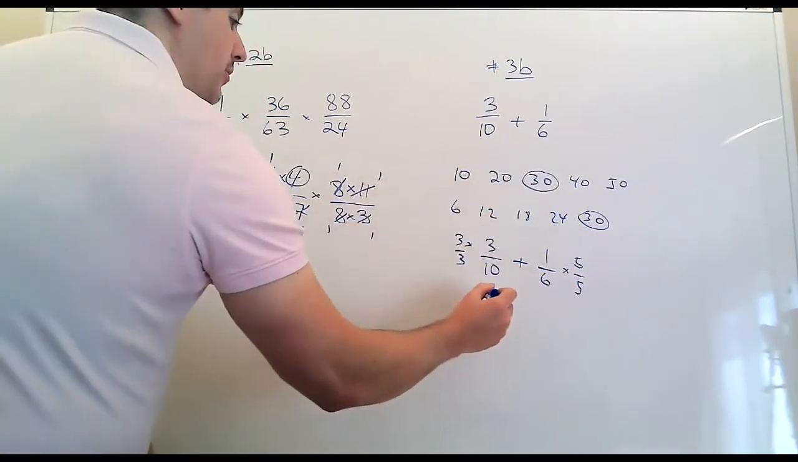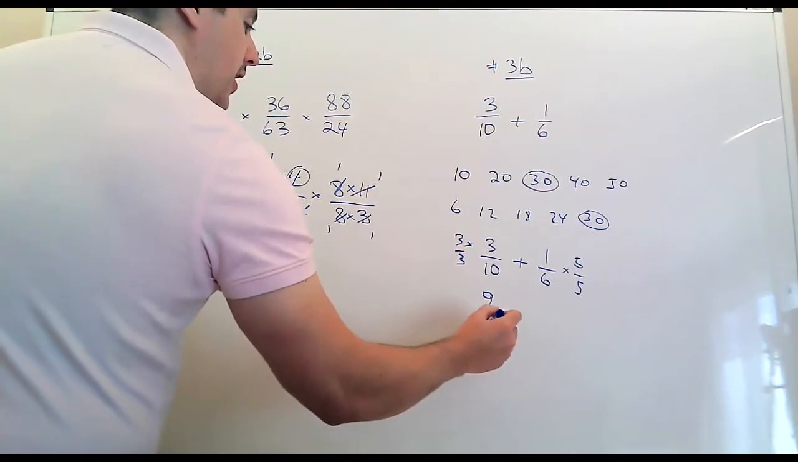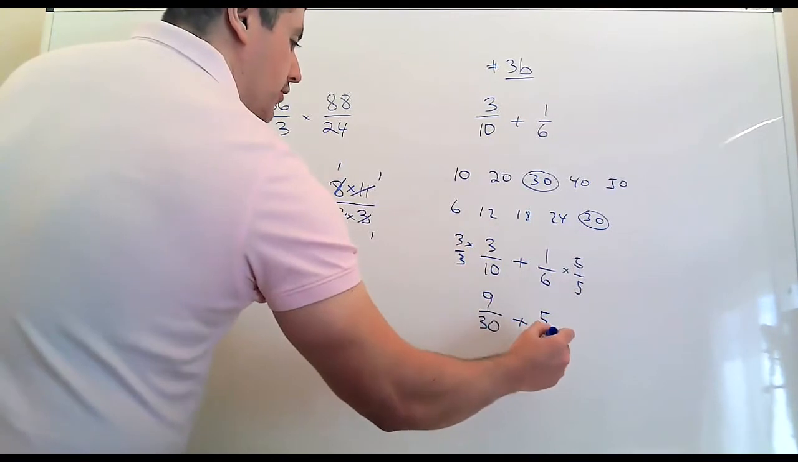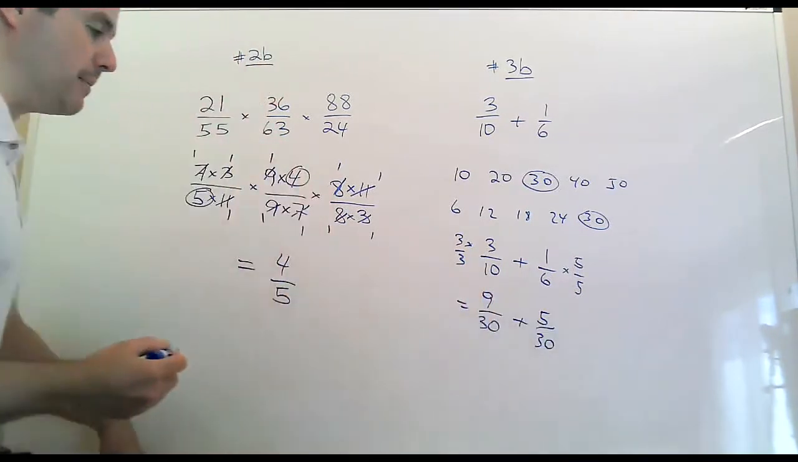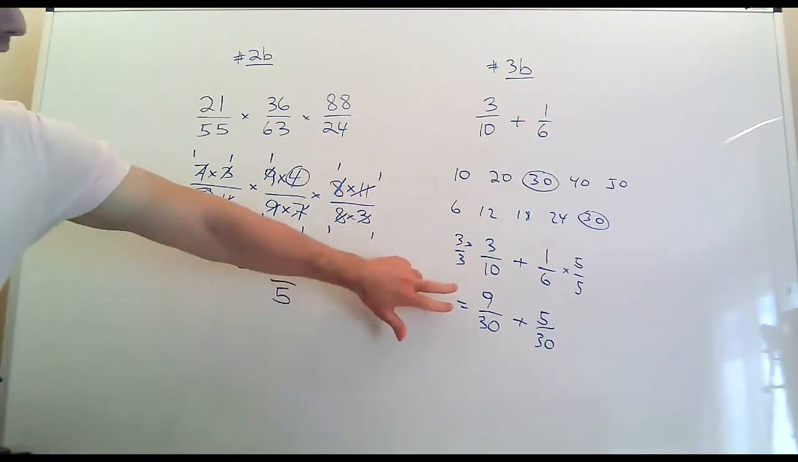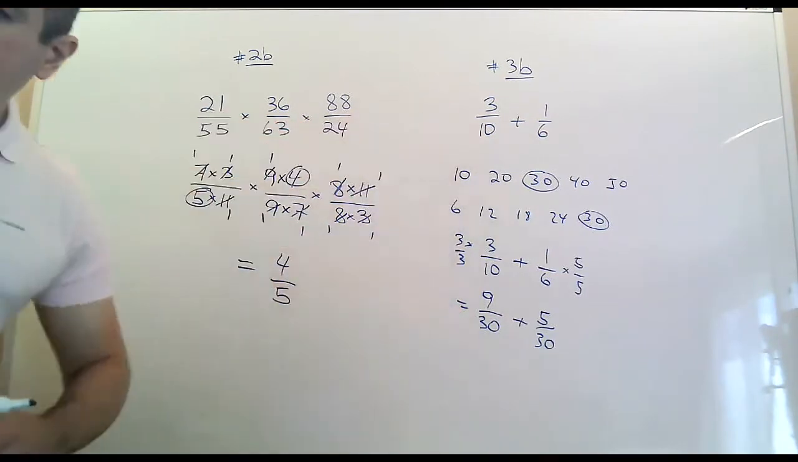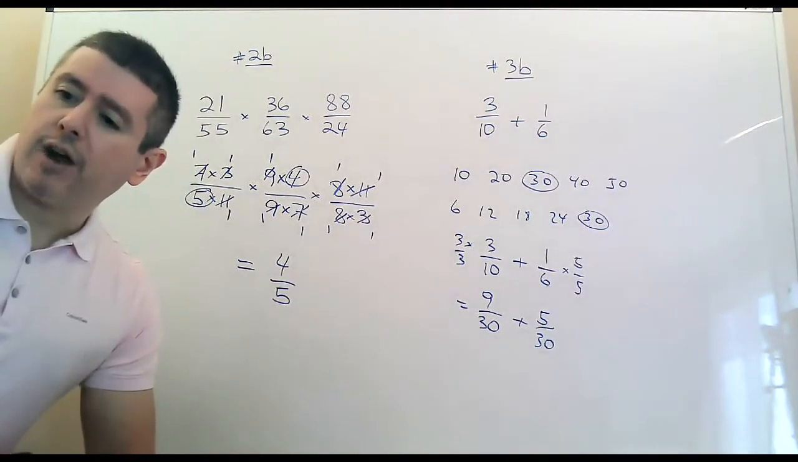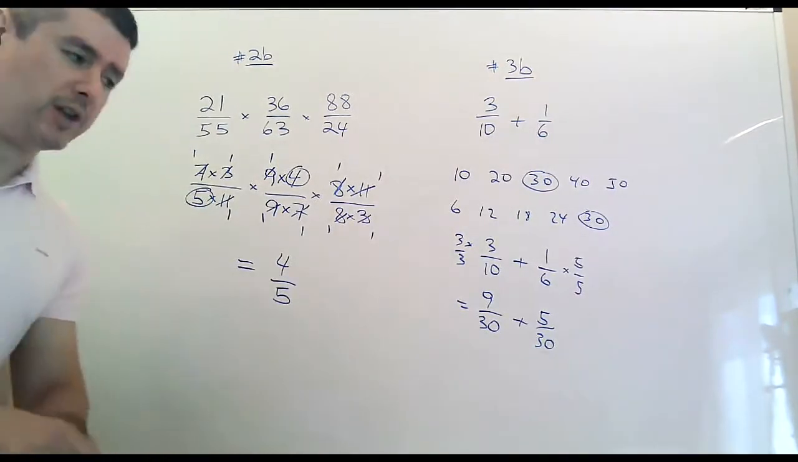3 times 3 on top is 9. 3 times 10 on the bottom is 30. 5 times 1 is 5. 6 times 5 is 30. Remember, the goal is to make them the same. You did it. You made both the bottoms the same. 9 out of 30 is equivalent to taking 3 out of every 10, right? You wrote a fraction that's the same, just with a different bottom.